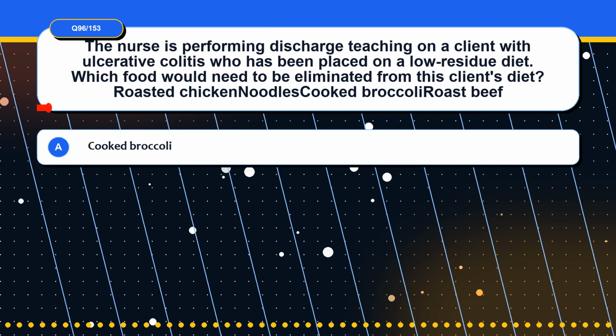Question 96. The nurse is performing discharge teaching on a client with ulcerative colitis who has been placed on a low-residue diet. Which food would need to be eliminated from this client's diet? Roasted chicken, noodles, cooked broccoli, roast beef. Here are the options. Option A. Cooked broccoli.